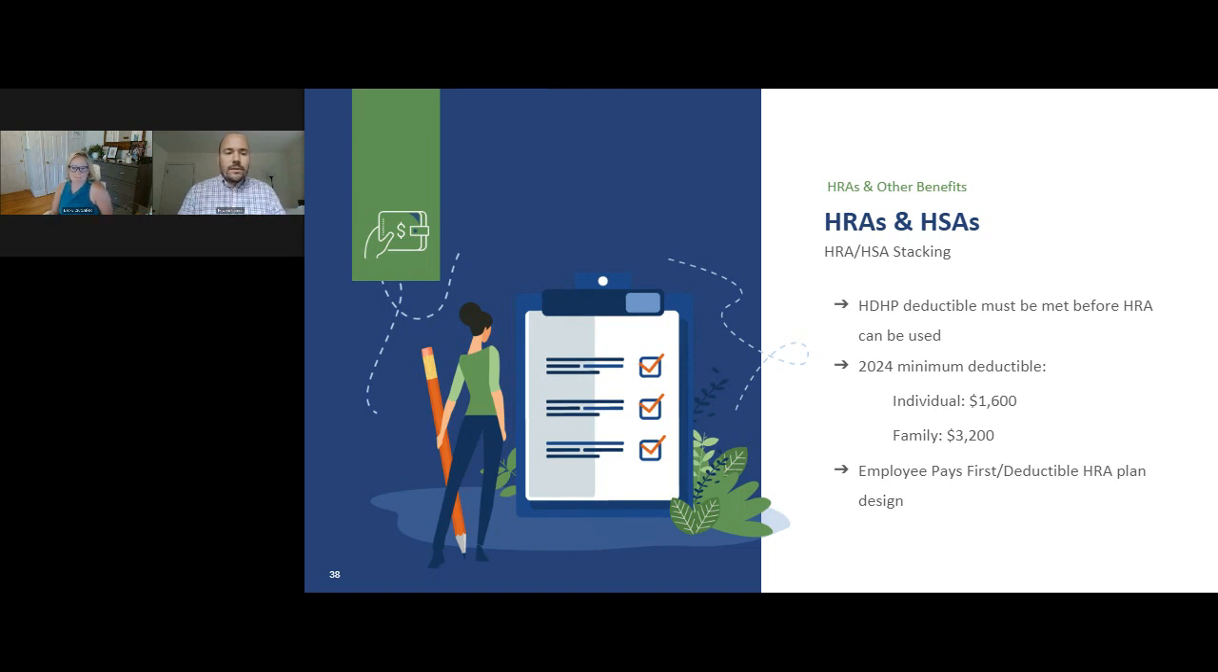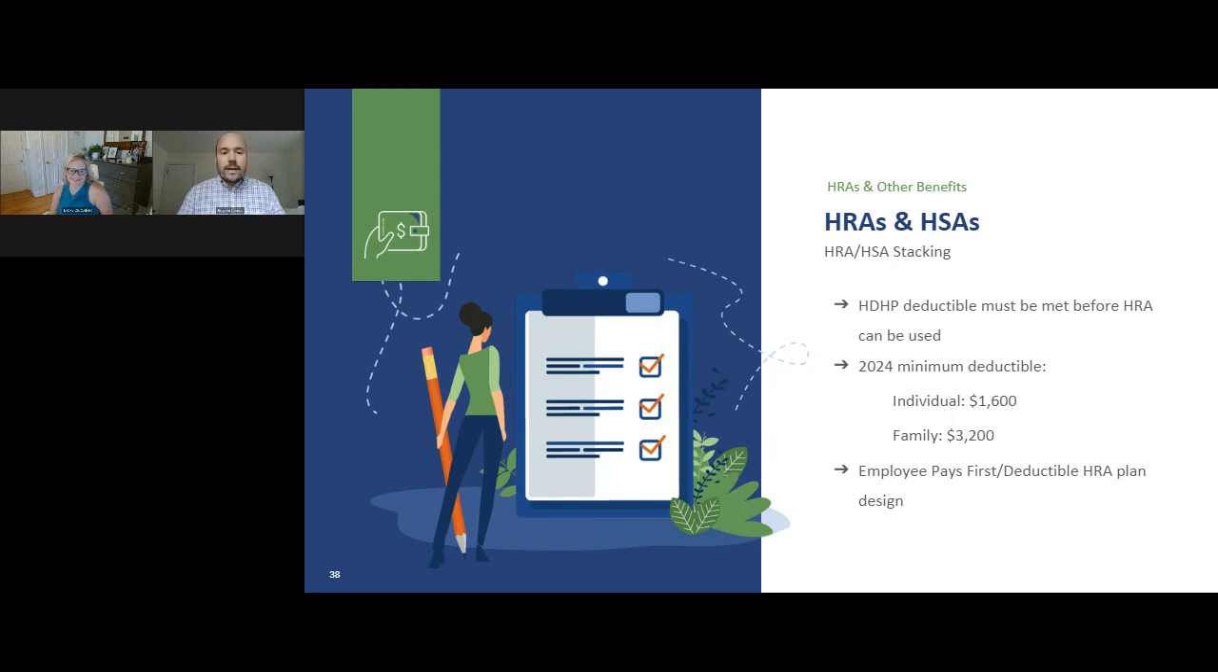Absolutely, Becky. So let's start with HRAs and HSAs. Very common misconception that you can't have both. In some scenarios, you can't have both, but if you do structure your HRA properly, you can take advantage of both of these benefits, and it becomes a very attractive overall offering to an employee. So what we call this is HRA HSA stacking. I don't think that's an official term, but it makes sense when you think about the concept.